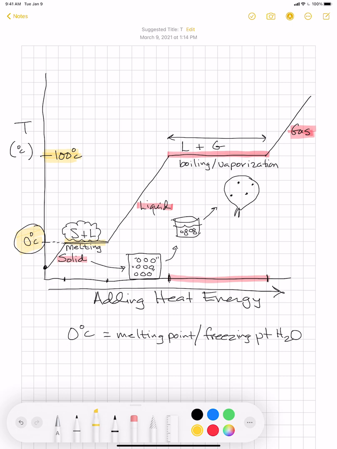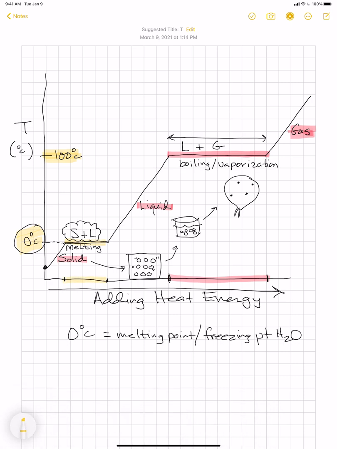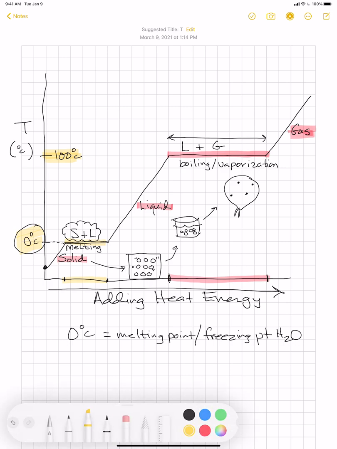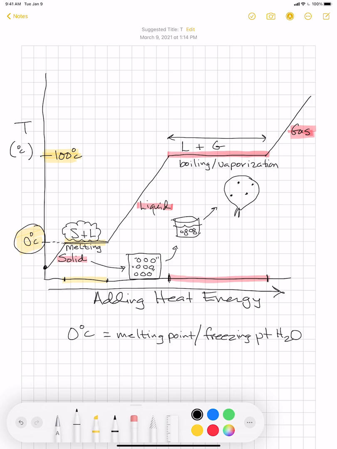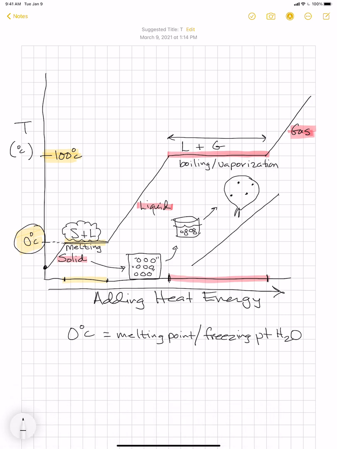I'm marking it in yellow. That's much less energy, okay? It takes more energy to make something go into the gas phase than it takes to make something go into the liquid phase. That's because the molecules in the liquid phase are still touching each other. Okay, so that's moving up from the bottom towards the top. Okay, so that's going in this direction. Okay, guys? You see that, right?